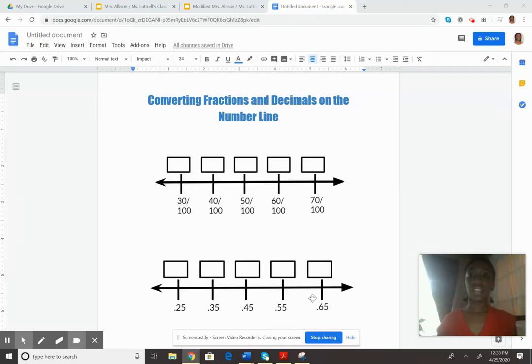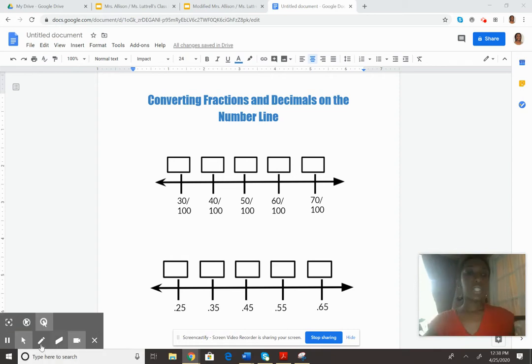Hi, so in this video, we are going to learn how to convert fractions and decimals on a number line. I know earlier in the school year, you learned how to convert your fractions and your decimals, okay? So this is basically what we're doing, but we're going to add it onto the number line, okay?